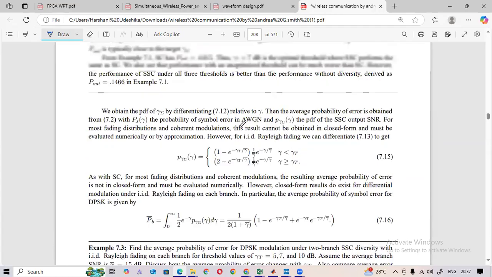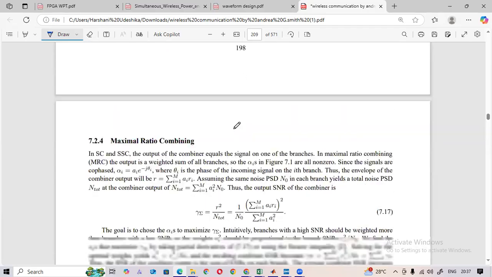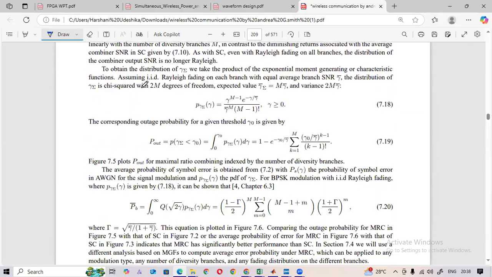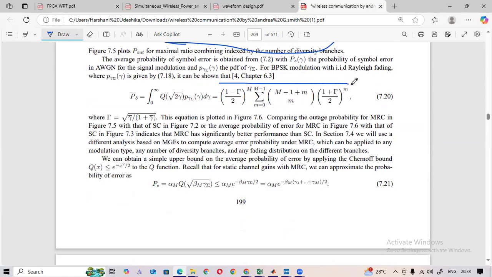Okay. And also selection combining, maybe this is threshold combining. No? Okay. So under MRC, you can see that this is the equation for the outage probability. And this is the equation for the probability of error for the BPSK modulated signal under Rayleigh fading channel. If it is DPSK or something, this equation will be given to you. If it is BPSK, it's not given because the BPSK equations are here.